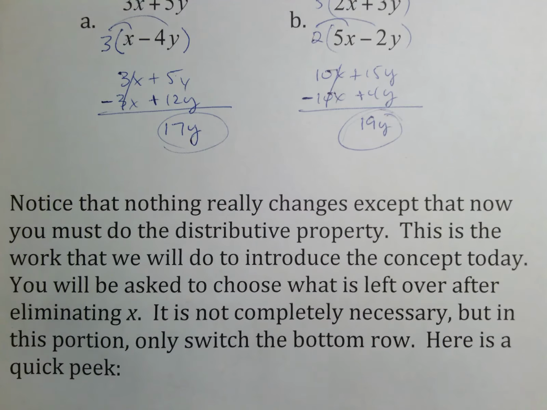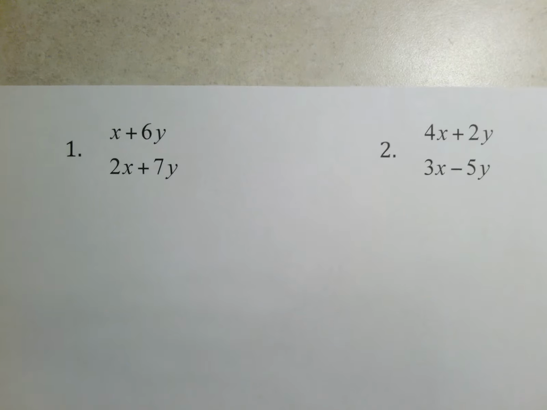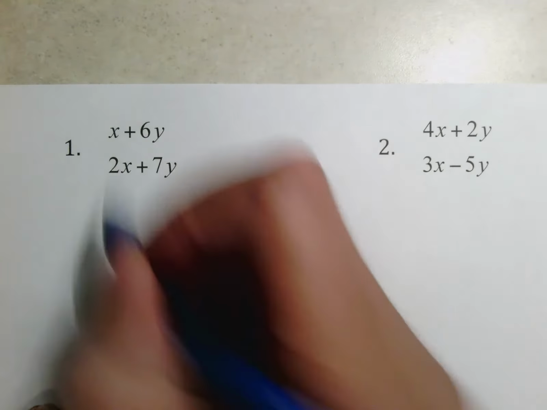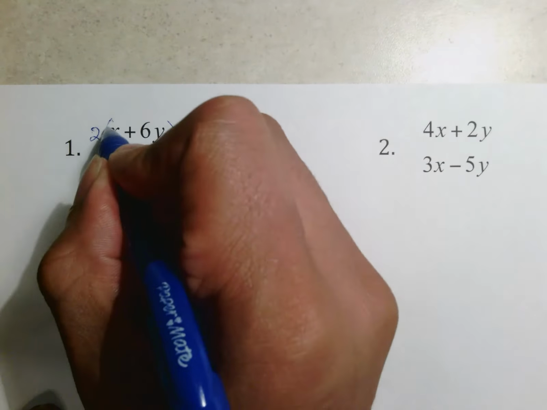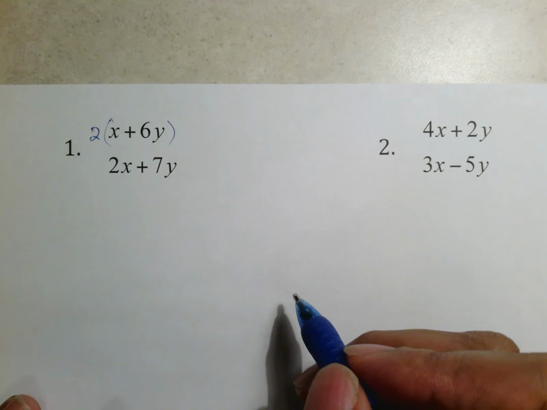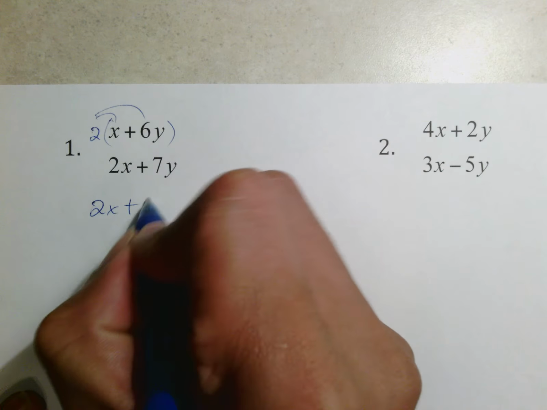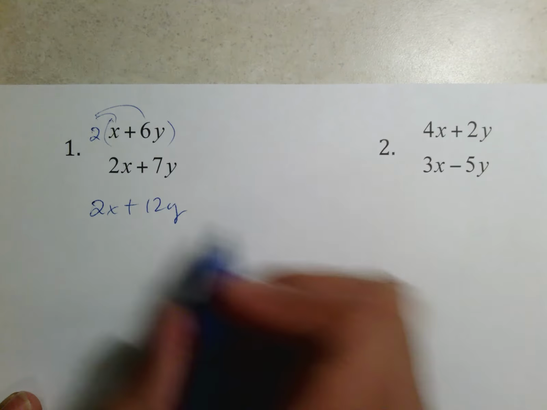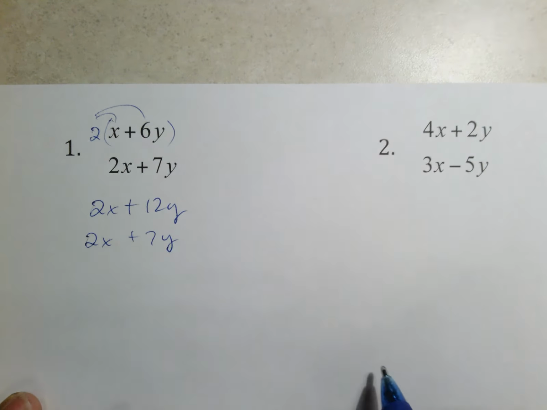So a quick peek at what's going on is here. It's just going to ask you to eliminate x. And so when you're asked to do that, you're going to simply do like we just did. 2x and x meet at 2. So I'm going to bring up my 2. Notice nothing's attached here, so I don't need to do anything. This turns into 2x plus 12y. This stays the same, 2x plus 7y.